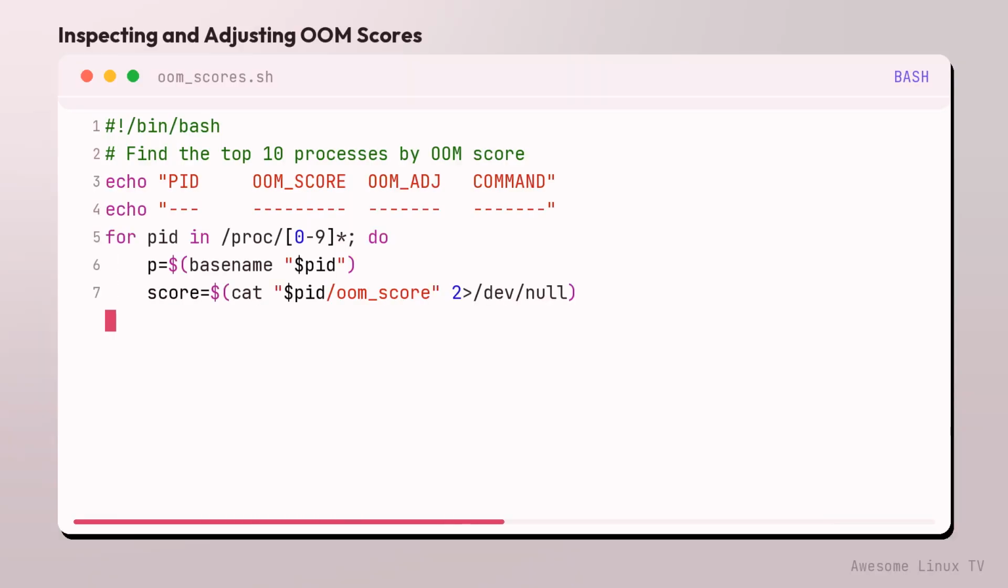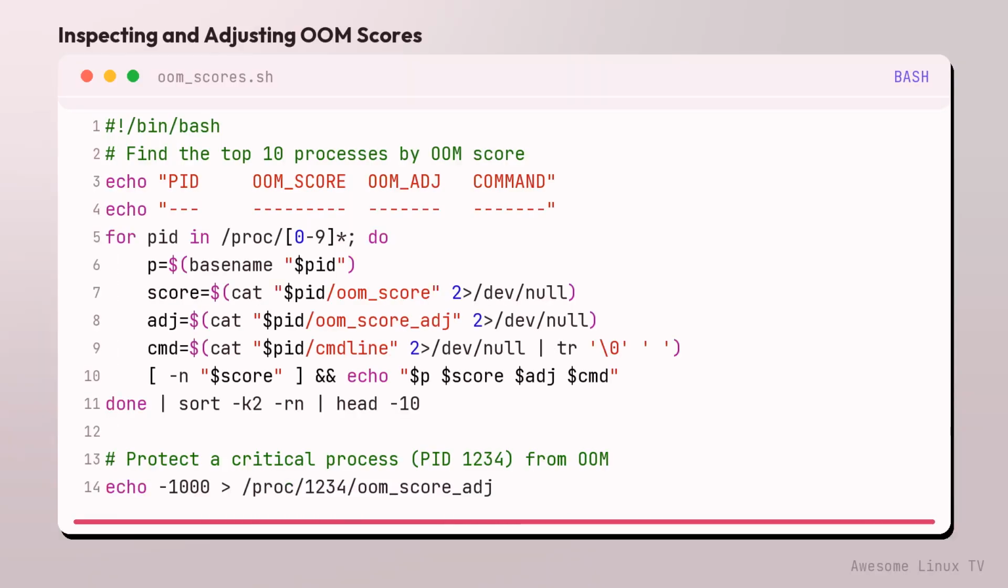This script walks through the proc file system to find every running process and prints its PID, current OOM score, and oom_score_adj alongside its command name. It then sorts by score in descending order so you can instantly see which processes would be killed first. The last line shows how to protect a specific process by writing -1000 to its oom_score_adj file. You need root privileges for that write. This kind of inspection is invaluable on production systems where you want to know your vulnerability before an OOM event happens.